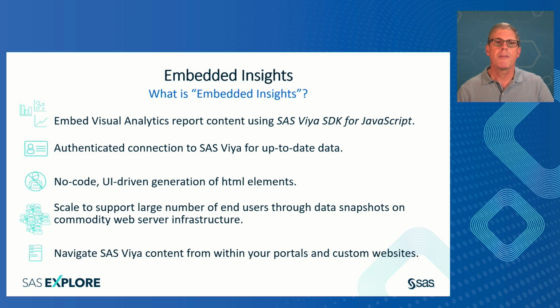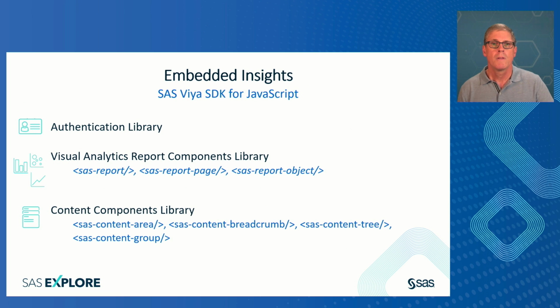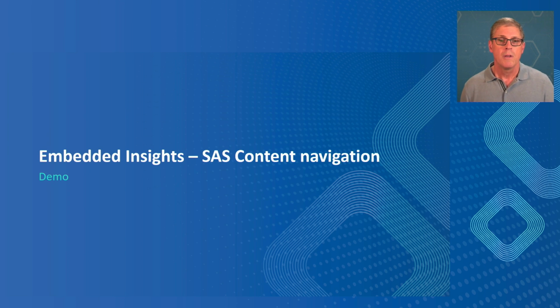Situations where you want to allow authenticated users to navigate their content in SaaS Viya and have it presented through a corporate portal can be achieved using the Content Components library in the SaaS Viya SDK for JavaScript. And you see the content navigation HTML elements that make up the user interface that you can surface through your custom portal. So now I'll hand it back to Brad to show us how we can build a custom portal using embedded insights and leveraging the SaaS content navigation library.